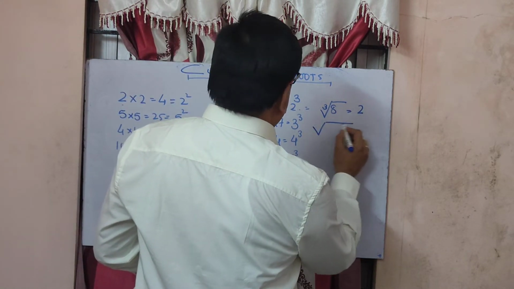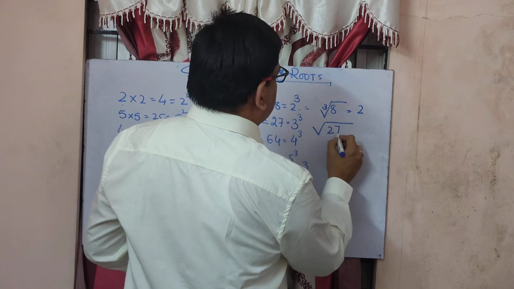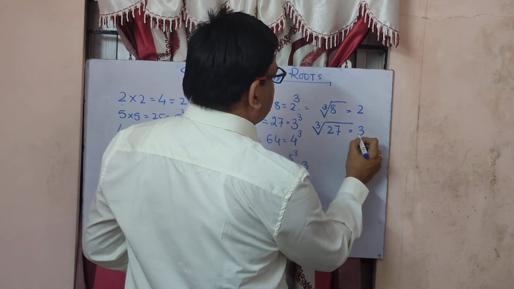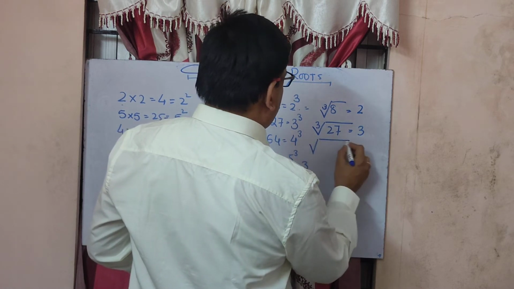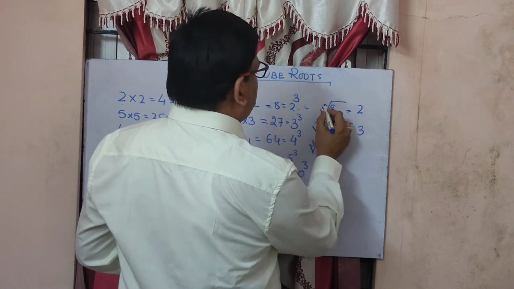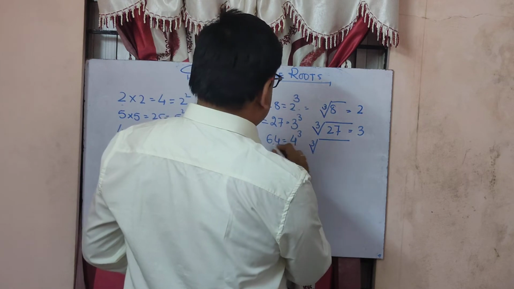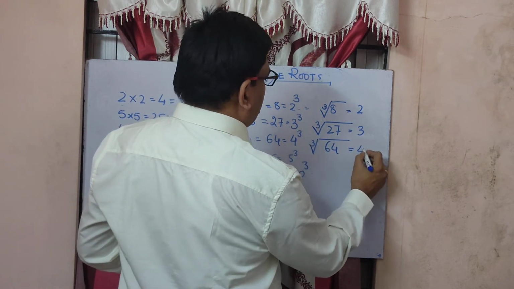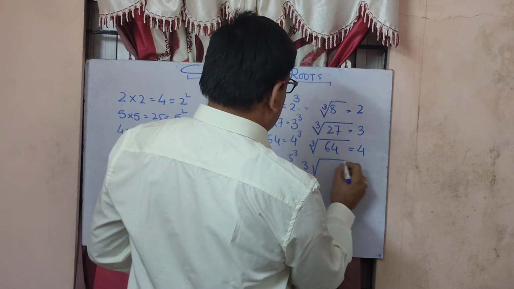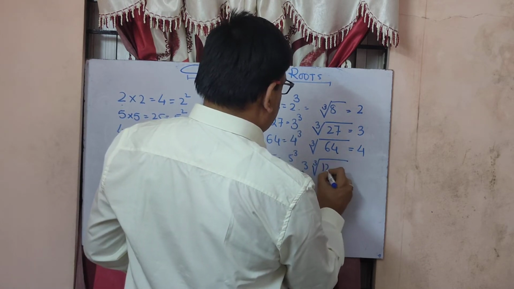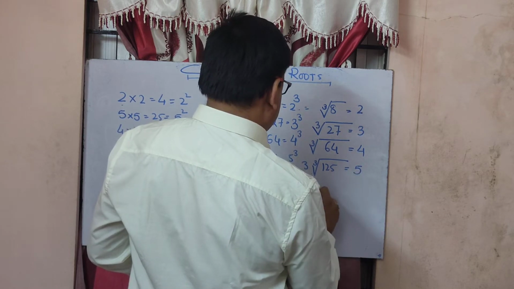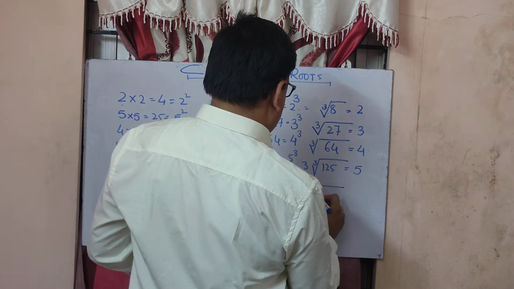Now the same thing, the cube of 27. Again you have to write a 3 here, that is 3. The cube root of 64, what is it? It is 4. The cube root of 125 is 5. Cube root.